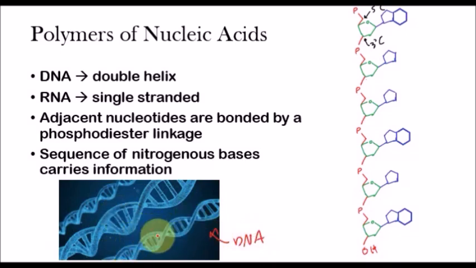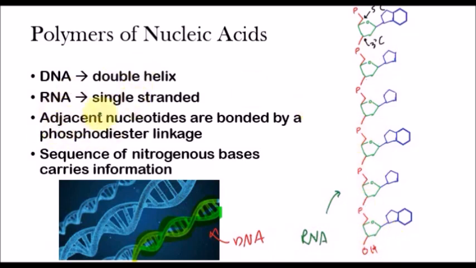You have one strand which is going this way. Let me see if I can highlight that. One strand which is going this way. That's the one. And then you have another strand which is going this way. Meanwhile, RNA is single-stranded. There's just one row like this. So this is RNA. You can see that there's only one chain like this.